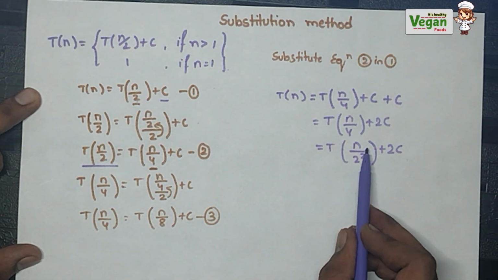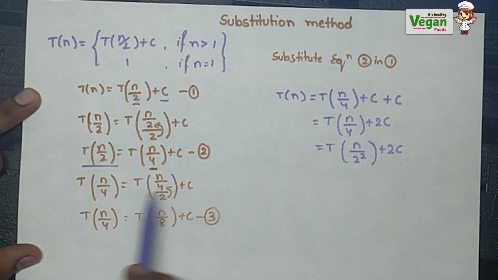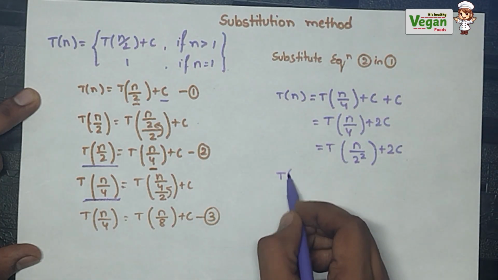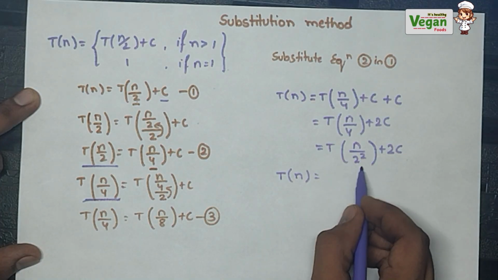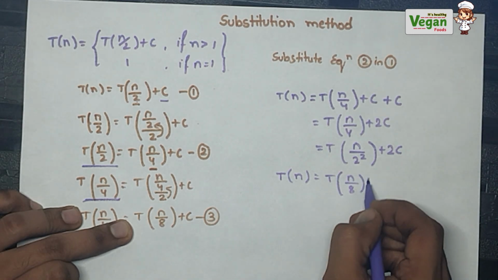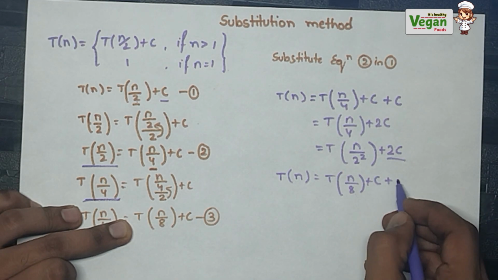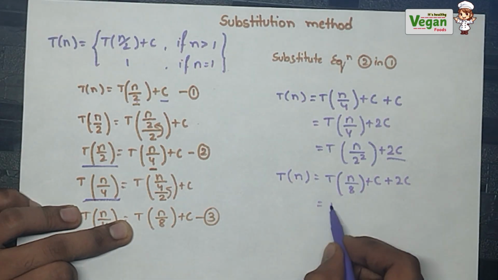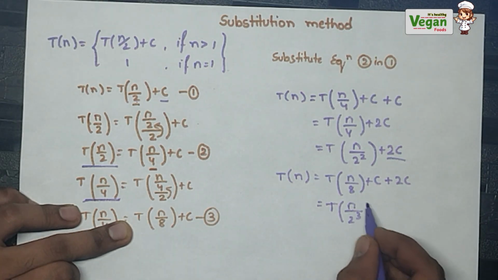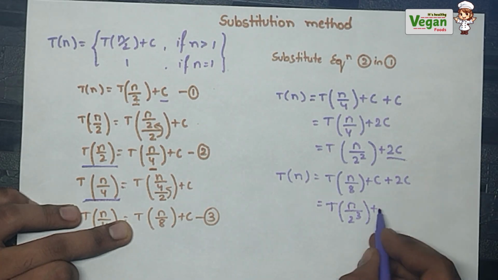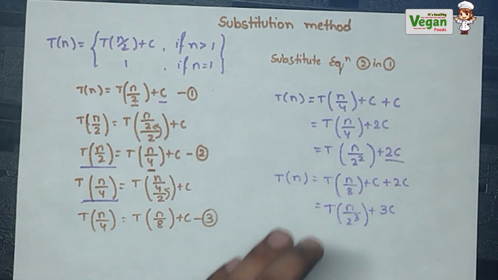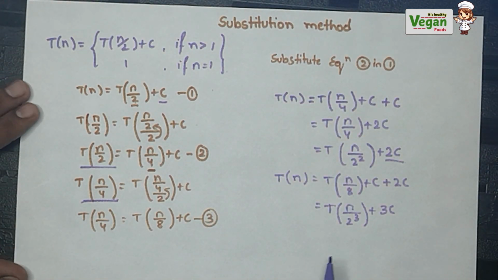Next, what is the value we got? n by 4. So I can replace n by 4. Here we have n by 4, that is the third equation. So I will be replacing it with the third equation now. So T of n by 4 value is T of n divided by 8 plus c, and 2c is left. So plus 2c. What will be the value? T of n by, how can you write 8 in power of 2? 2 power 3 plus 2c plus 1c. So 3c.